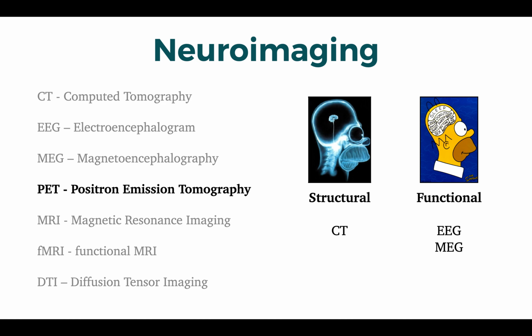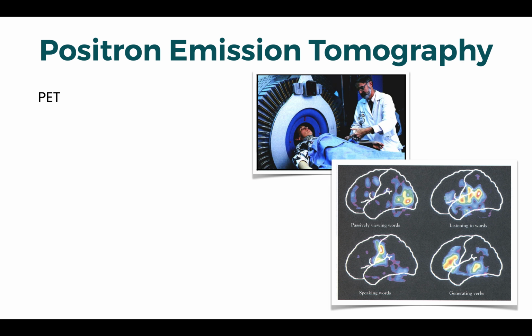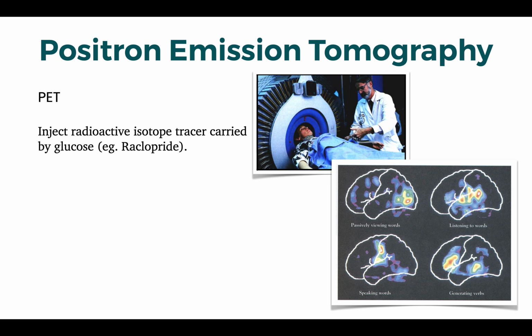Moving on to positron emission tomography. Now remember we were talking about the tracer dyes before, and this is where we use radioactive tracers. That sounds really scary. I'll explain it in just a second. Combined with imaging to give us information about what's going on in the brain. So with PET, you inject a radioactive isotope.